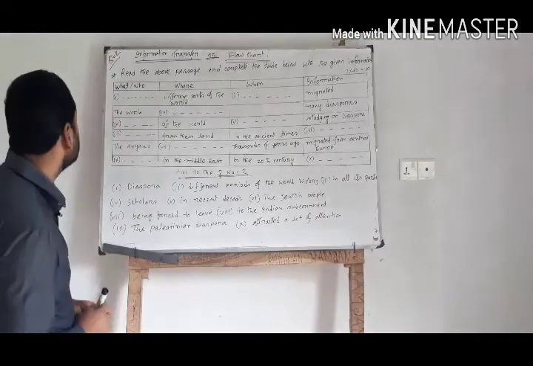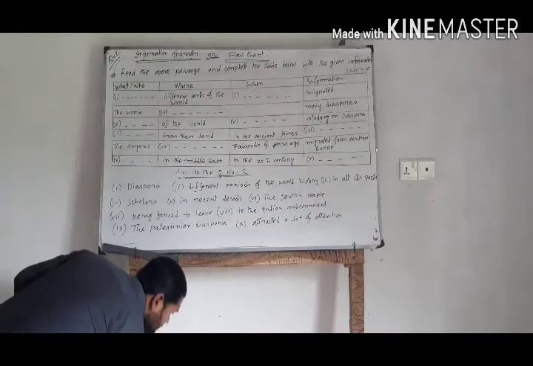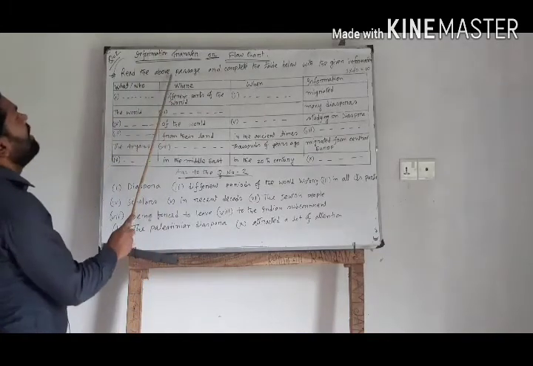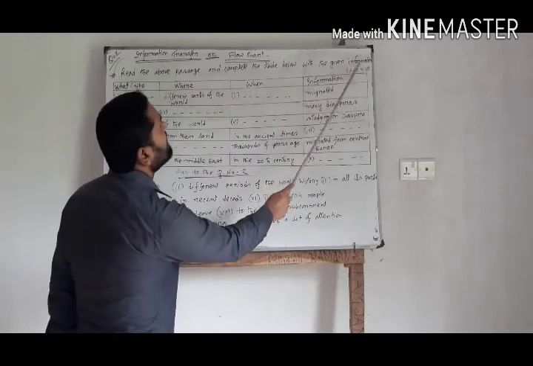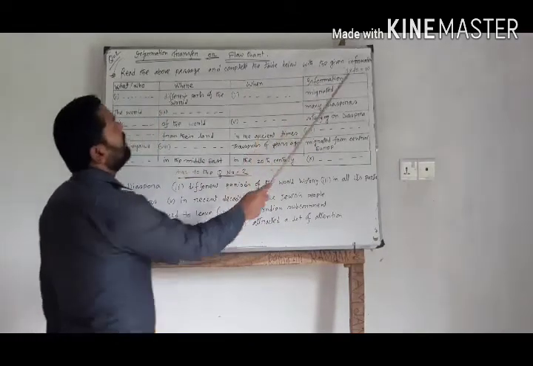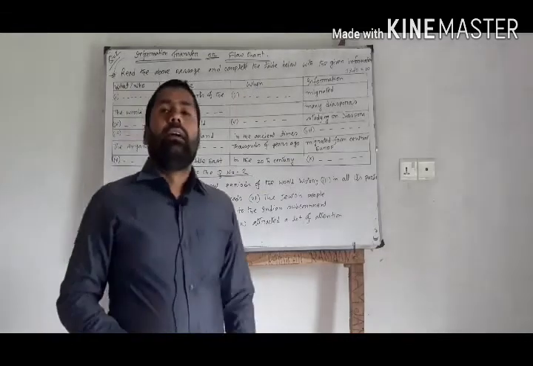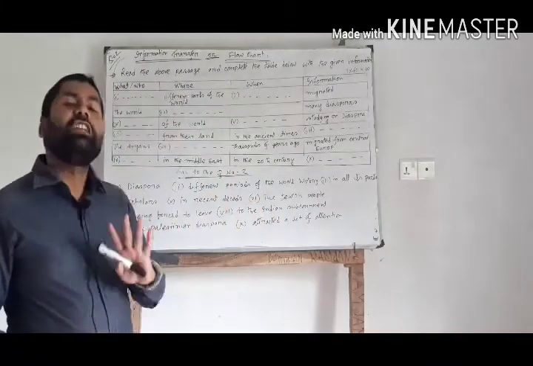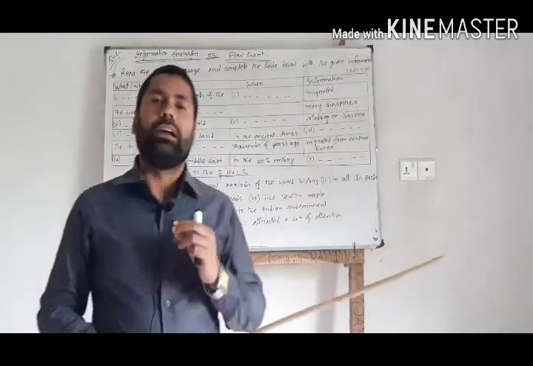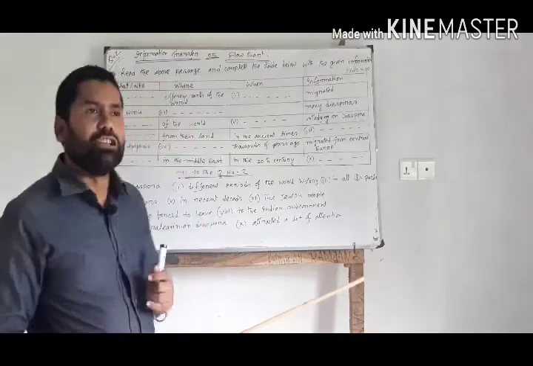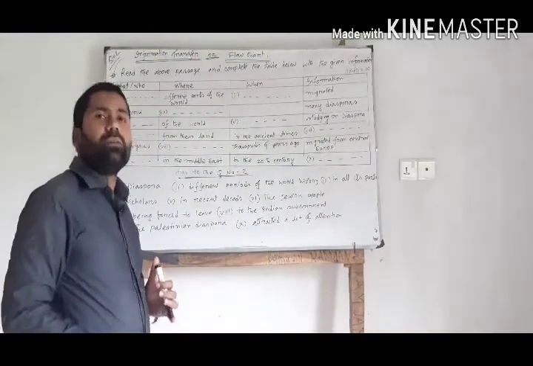Follow the board. Notice the question. Read the above passage and complete the table below with the given information. There will be a table and there will be 10 gaps in the table. You have to fill up the gaps according to the information. Each answer carries 1 mark, total 10 marks.